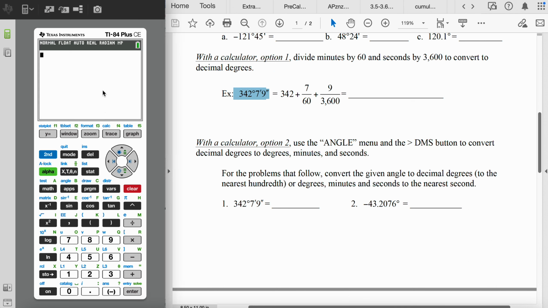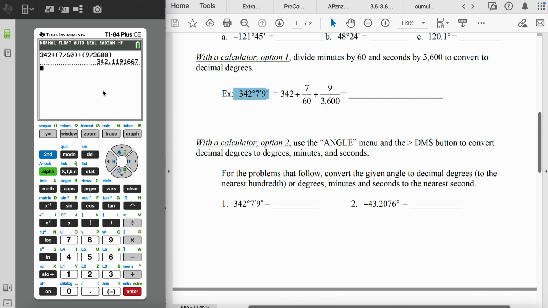And what we're going to do is add these together as fractions. Well, 342 is just going to work as our whole degree, and we're going to add to that some fractions. I recommend using parentheses here, but 7 over 60 will be our first fraction. That's how many minutes we have. And we want to add seconds as well. That's going to be 9 divided by 60 times 60, which is 3,600. When we hit enter, it'll give us our decimal equivalent.